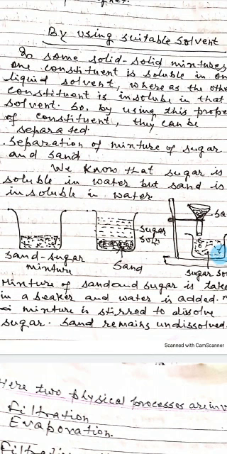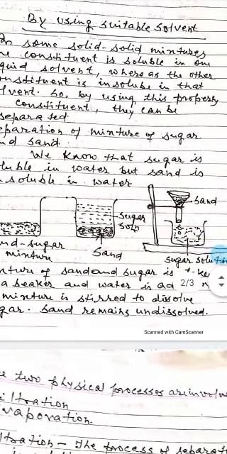By using filter paper, we filter the mixture as shown in the figure. Here, process of filtration is explained by figure. A funnel is fitted with a stand containing a filter paper. When we pour the mixture in the funnel, the sugar dissolved in water separates out and sand remains in the funnel.